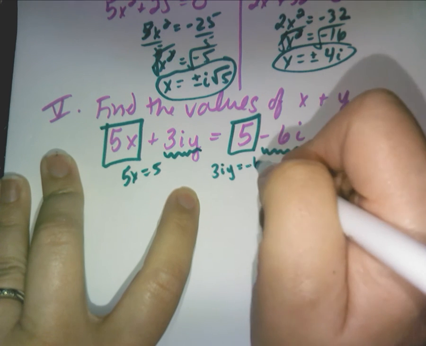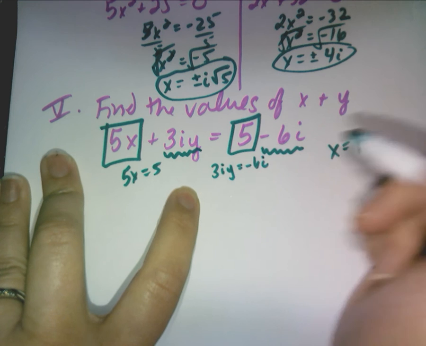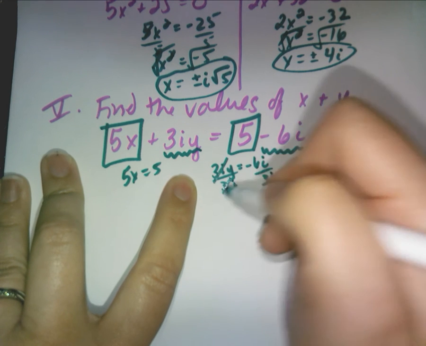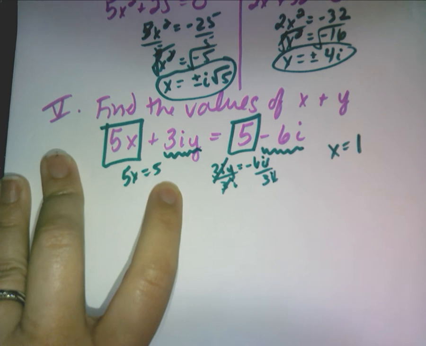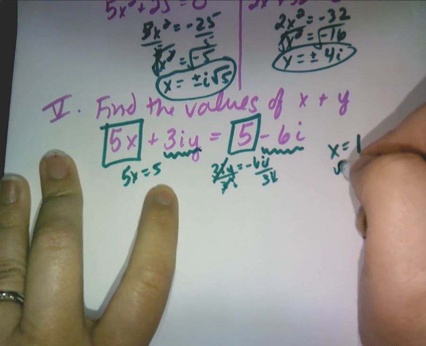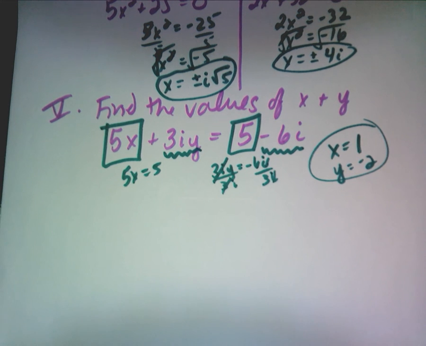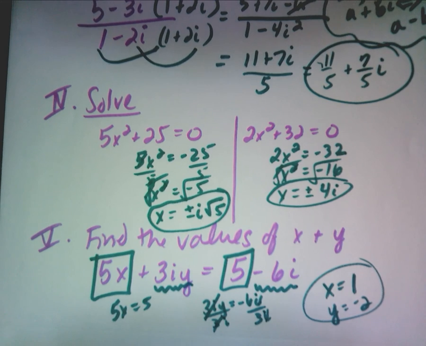3iy equals -6i. Divide by 3i. The i's cancel. What's -6 divided by 3? Done. That's how hard that question will be. You'll have one like that for homework, though. Okay, that's it.